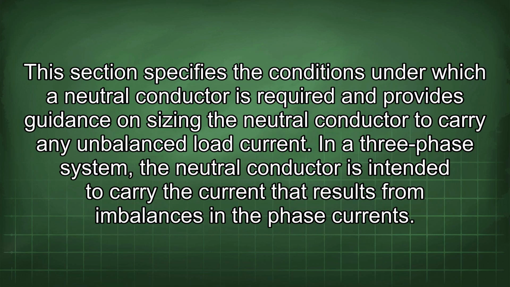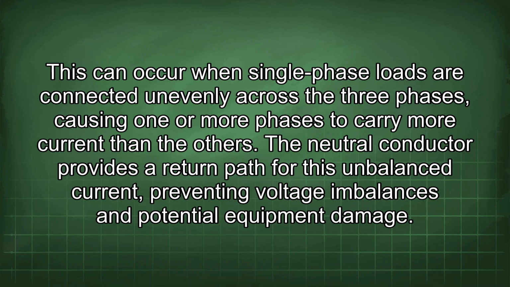This section specifies the conditions under which a neutral conductor is required and provides guidance on sizing the neutral conductor to carry any imbalanced load current. In a three-phase system, the neutral conductor is intended to carry the current that results from imbalances in the phase currents. This can occur when single-phase loads are connected unevenly across the three phases, causing one or more phases to carry more current than the others. The neutral conductor provides a return path for this unbalanced current, preventing voltage imbalances and potential equipment damage.